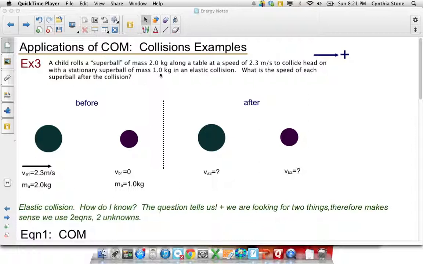Anyways, it's asking for the speed of each. So it's asking us for two things, right? We know four things because we know two masses and two initial speeds or velocities right here, and we don't know anything afterwards besides the masses. Okay, so we need to solve two equations, two unknowns.